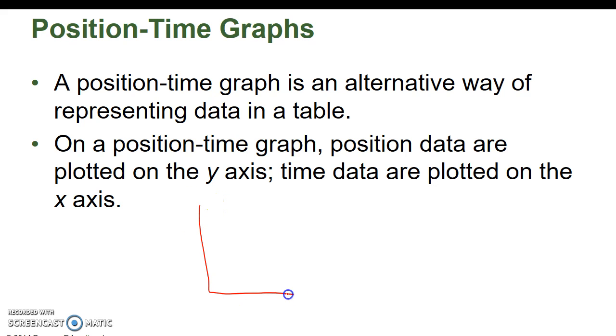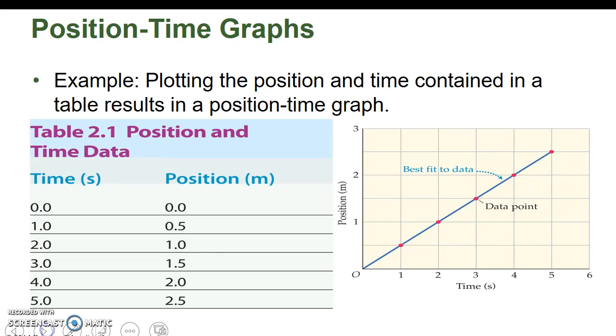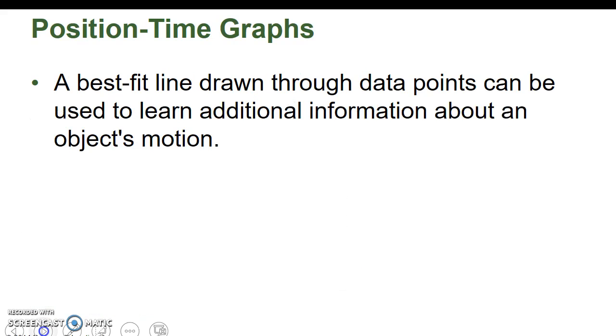Usually when we do a position time graph, we want to put time on the x and position on the y. Position, meters, time, seconds. That's normally what we would do. So we take our data table and we plot our points, and we try to draw the best fit line that we can. So as you can see over here, we've taken our data and we've plotted it, and we drew a line to show that. Okay, and so this is our position time graph. Pretty simple to look at.